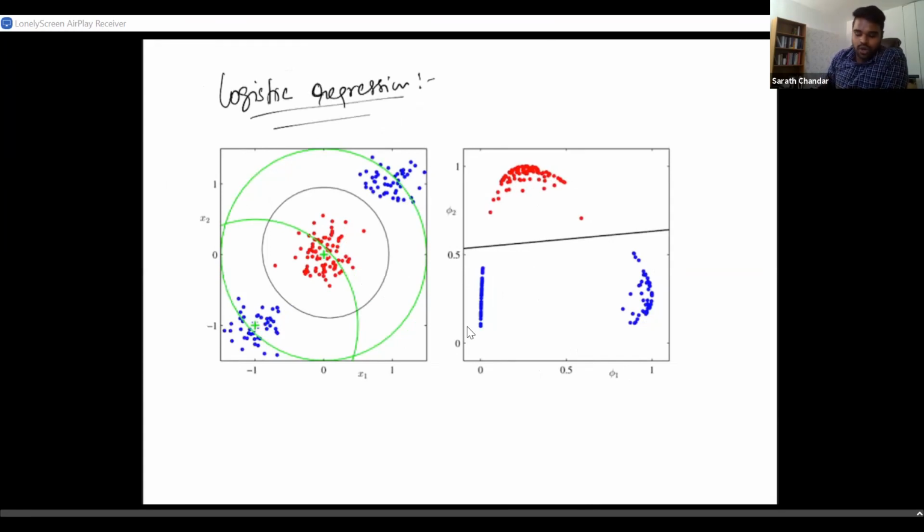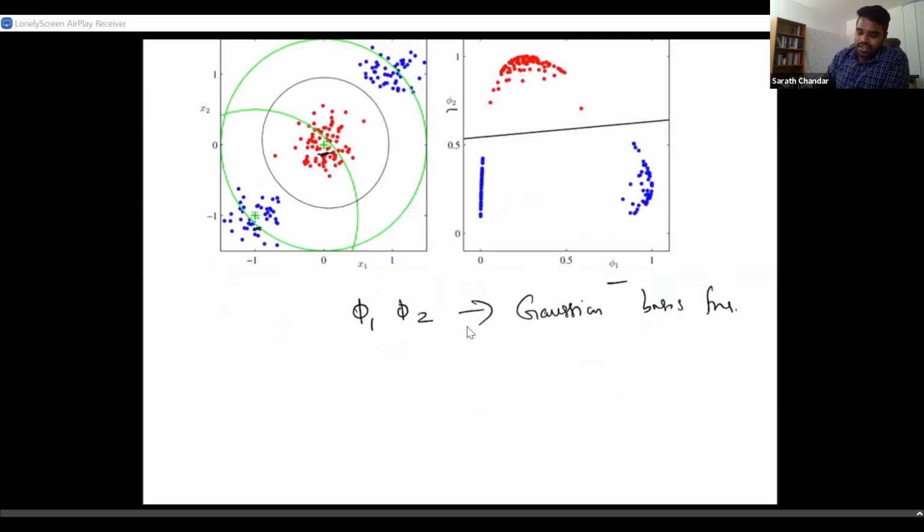What I have done here is I have taken this data, which seems to be non-linearly separable, right? You need a circle to separate the blue and red. I converted the data into phi1 and phi2, which are some Gaussian basis functions centered around these plus symbols. Once I convert into this converted space, you see that it's linearly separable. So I draw a line.